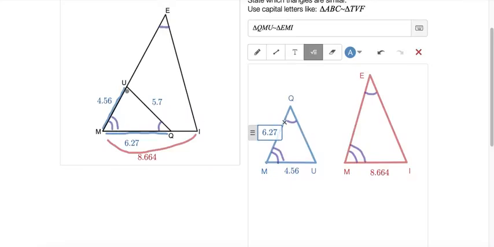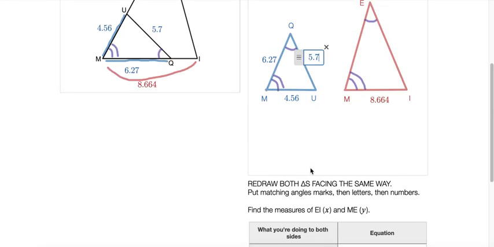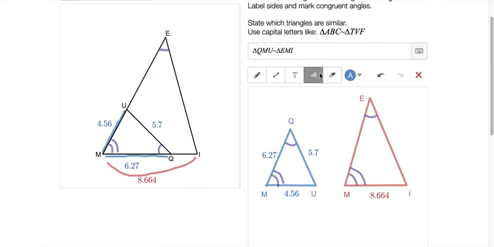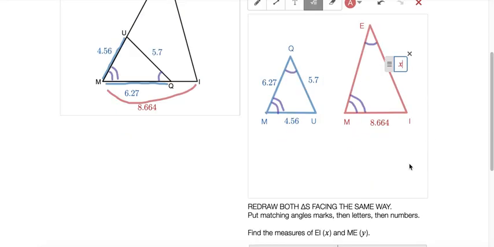And then from the blank one to the single, that's 5.7. So here we put a 5.7. Now, what we're going to do in this problem is find the measure of EI. We'll call that X. So let's go to EI. And EI is here. We'll call that X. ME, that's this one, we'll call that Y.